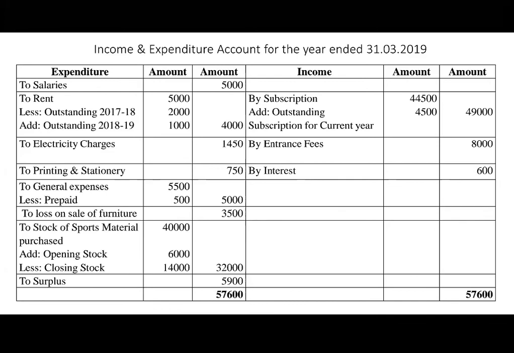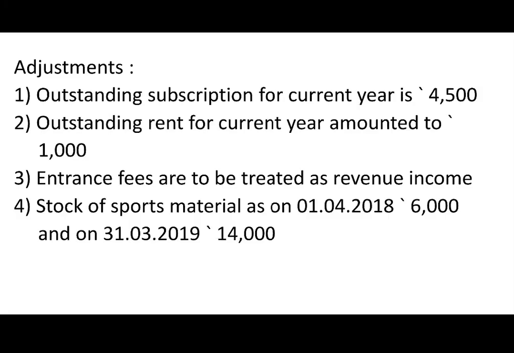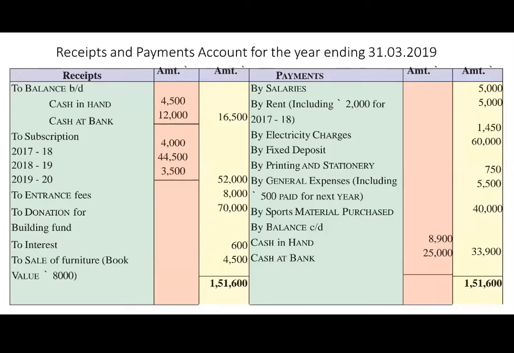Okay, now where will the second effect of this prepaid go? No, not on the liability side, on the asset side of the balance sheet. Where will it go? On the asset side of the balance sheet. Okay, outstanding goes to liability, so prepaid will go to the asset side of the balance sheet. Okay, now the only one part remaining is the sale of furniture.